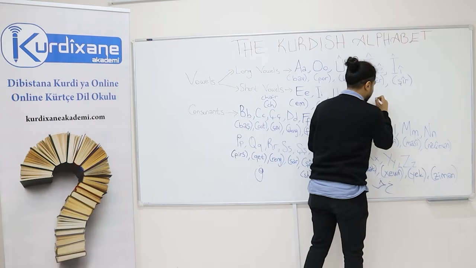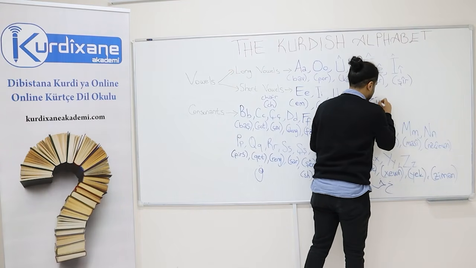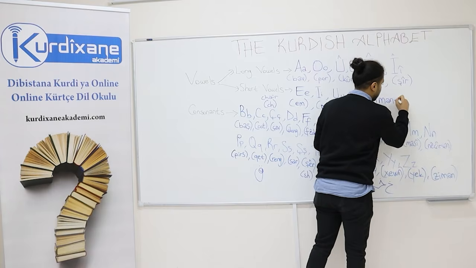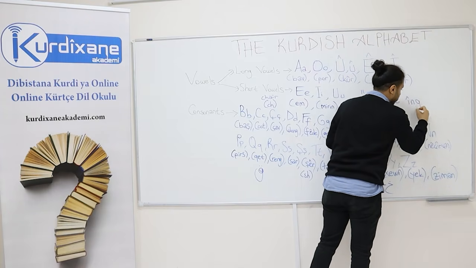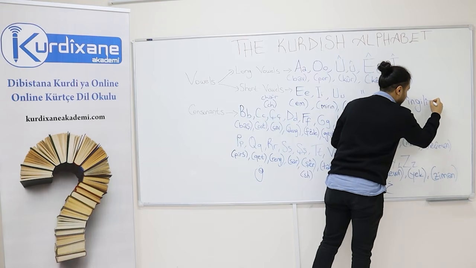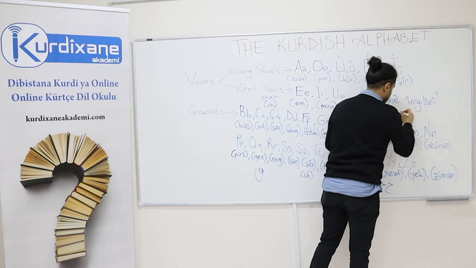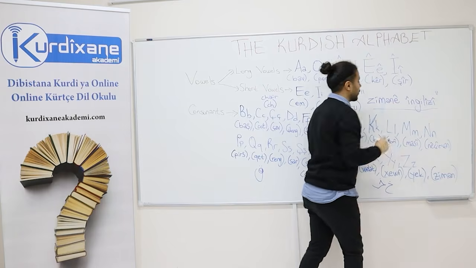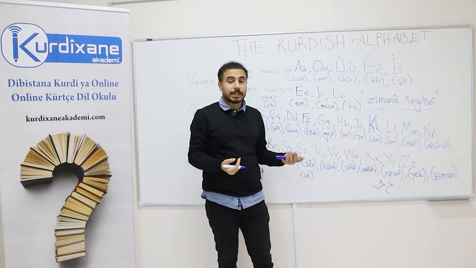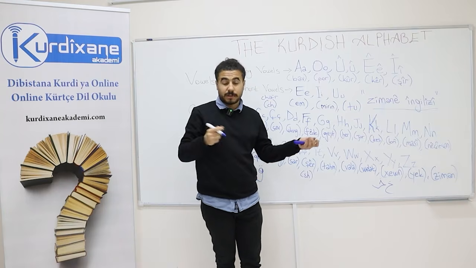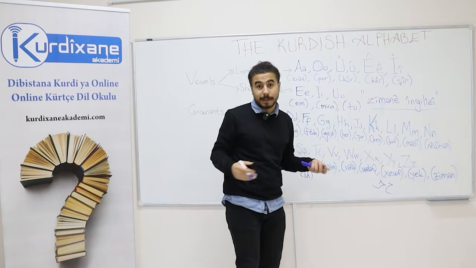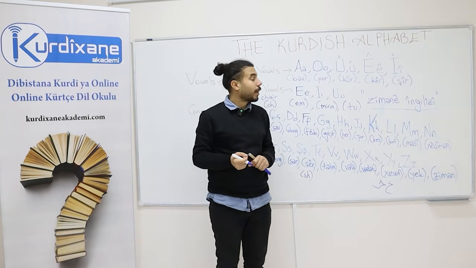So how do you say the English language in the Kurdish language? Zamane İngilizi, the English language. Zamane Kurdi, the Kurdish language. Zamane Fransızı, the French language. Blah, blah, blah. I talk too much.